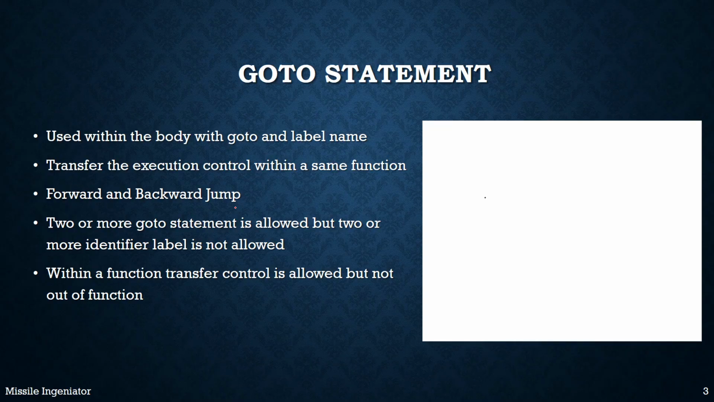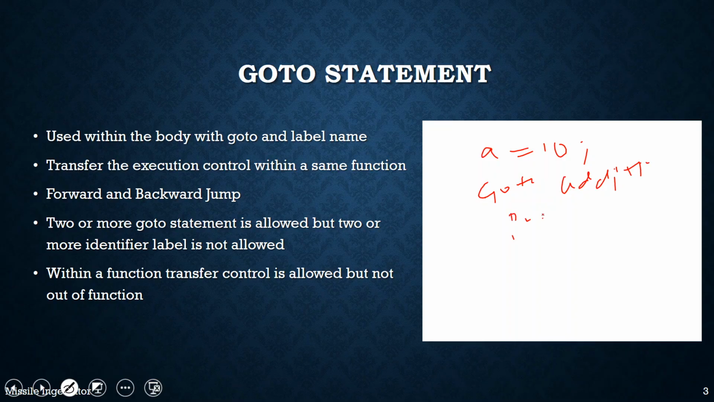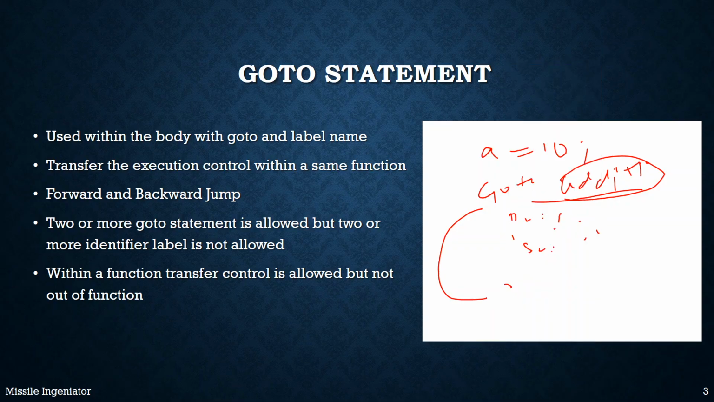Suppose there is some execution where you declare a variable a as 10, initializing the value, and then you use a goto statement, telling it to go to addition. You might have other statements in the middle, like printf and scanf. But since you mentioned goto addition, it tries to find the label name. Where the label name addition is, it goes to that statement.